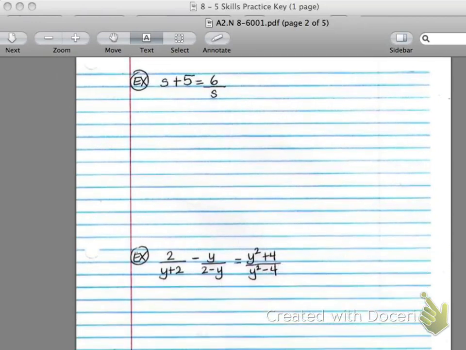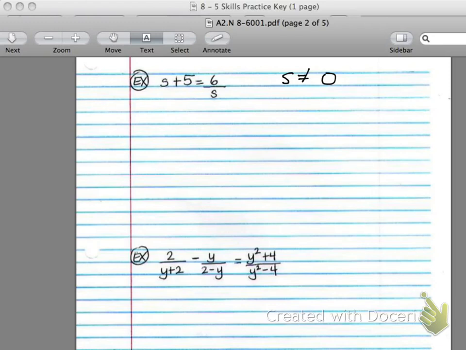All right. Good deal. Okay, so here's our first example. We're going to do s plus 5 is equal to 6 divided by s. So the first thing we want to do is find the excluded values. Okay, what is going to create an undefined scenario here? 0. Yeah, s equals 0, right? So the first thing that we're going to write down is s cannot equal 0.